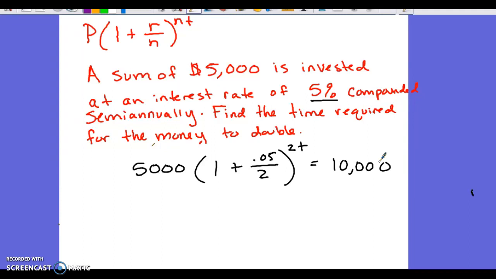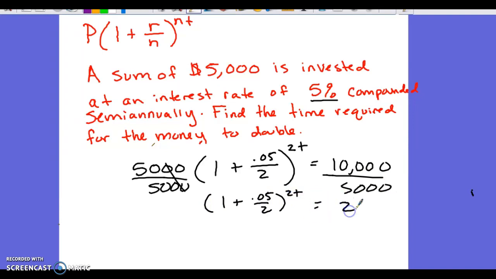Okay? So what I'm going to do is take 10,000 and divide by 5,000. Obviously, that's only 2. So here's where it gets kind of gross. Obviously, this is not a nice number. So let's just go ahead and type that in. What is 1 plus 0.05 divided by 2? Now what I'm doing is I'm putting this in parentheses. And so I'm going to get 1.025 to the 2t.